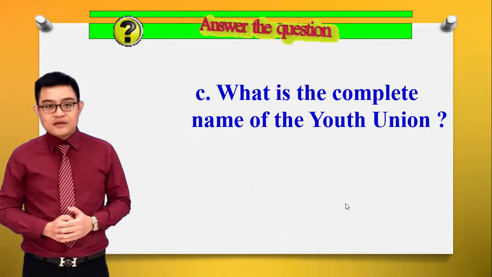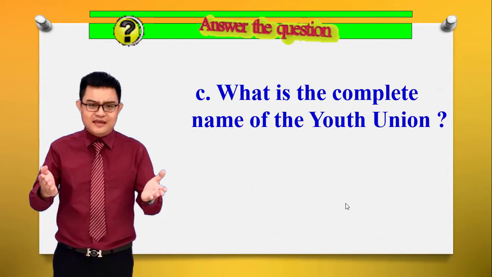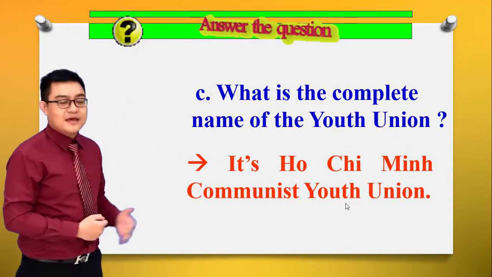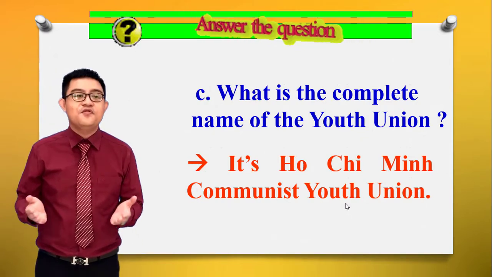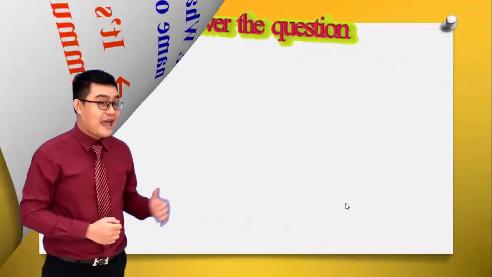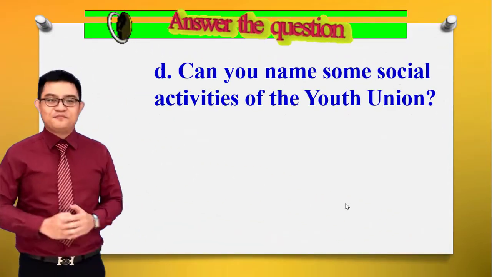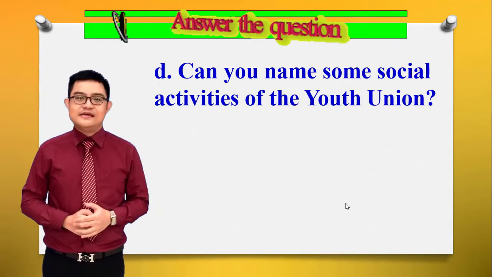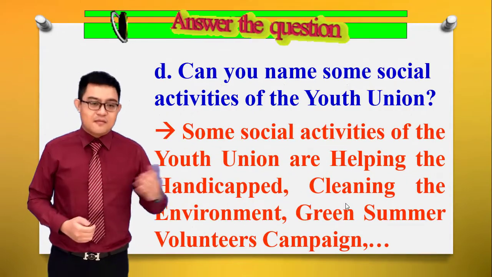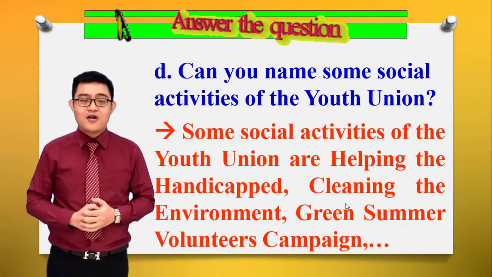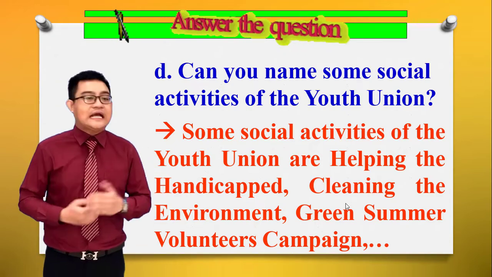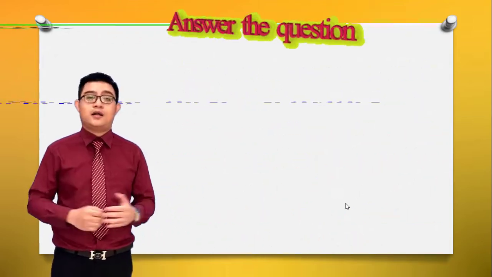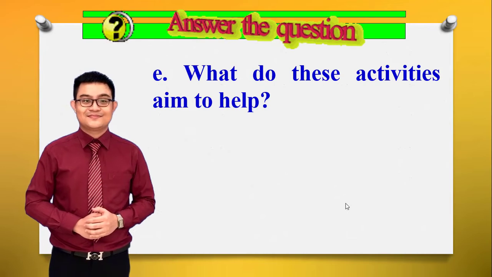Question C. What is the complete name of the Youth Union? Now let's answer. It is Ho Chi Minh Communist Youth Union. Question D. Can you name some social activities of the youth unions? Some social activities of the youth unions are helping the handicapped, cleaning the environment, Green Summer Volunteers campaigns, and so on.